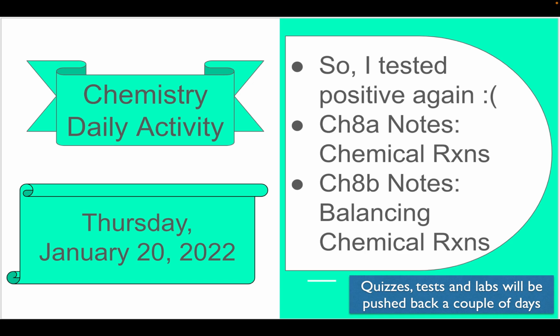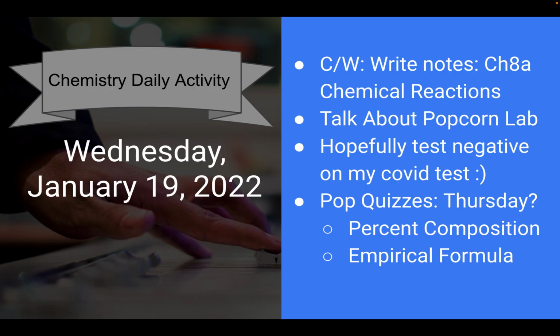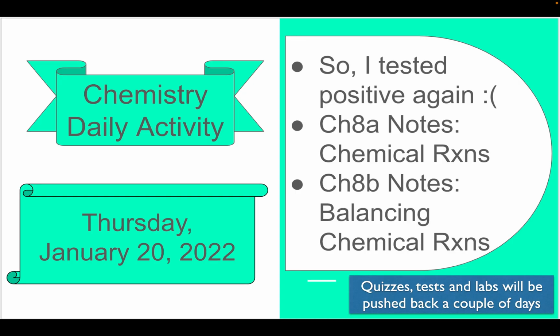But that was a rapid test. The overnight test, or technically 1 to 2 day test, still hasn't come back. So I could potentially test negative Thursday and be back Friday, and then we can have our lab on Friday, and then possibly a pop quiz Monday, test Tuesday, etc. I'm thinking, but crossing fingers. If my results come back negative, I keep confusing negative and positive. Anyway, so I'm going to do that.